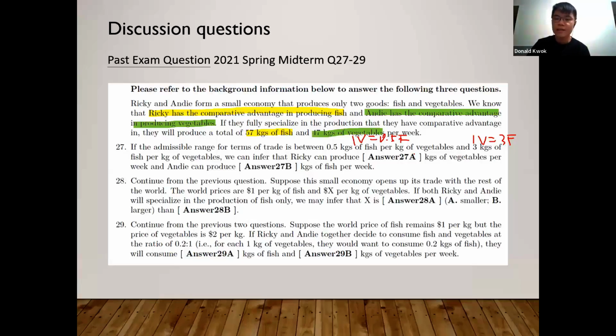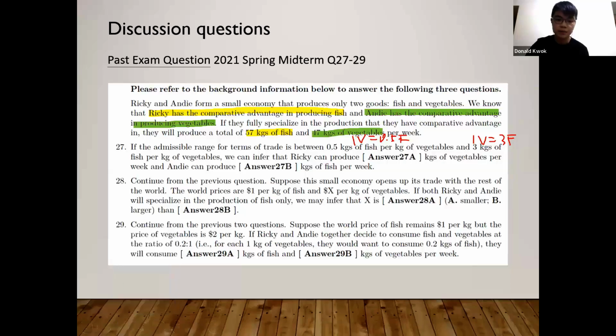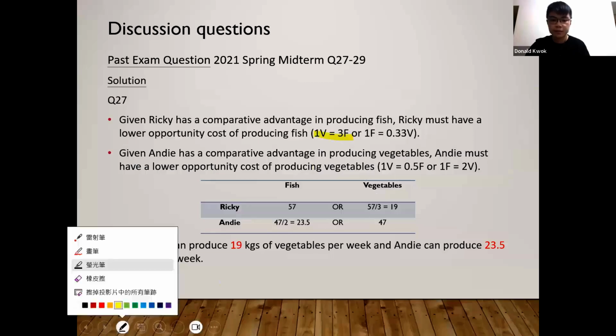And we know Andy has a comparative advantage in producing vegetables. This means Andy has a lower opportunity cost in producing vegetables. Okay, so this 1V equals 0.5F will be mapped to Andy, and the remaining one, 1V equals 3F, will be mapped to Ricky. So this is how we can obtain the information here.